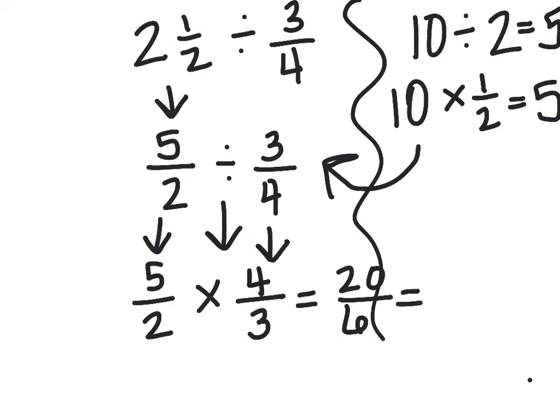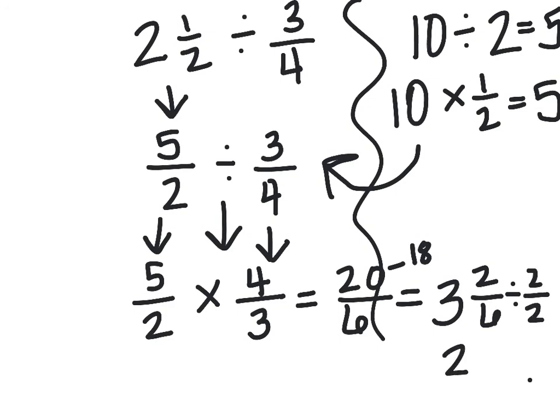We can change this improper fraction now to a mixed number. Again, if you're not sure, see the video. I say, how many times does 6 go into 20 without going over? I know 3 6s are 18, so I'm going to take 18 out, and I'm left with 3 2/6. If I wanted to go even further, I could simplify 2/6 by dividing by a giant 1 of 2/2, and my answer would be 3 1/3.